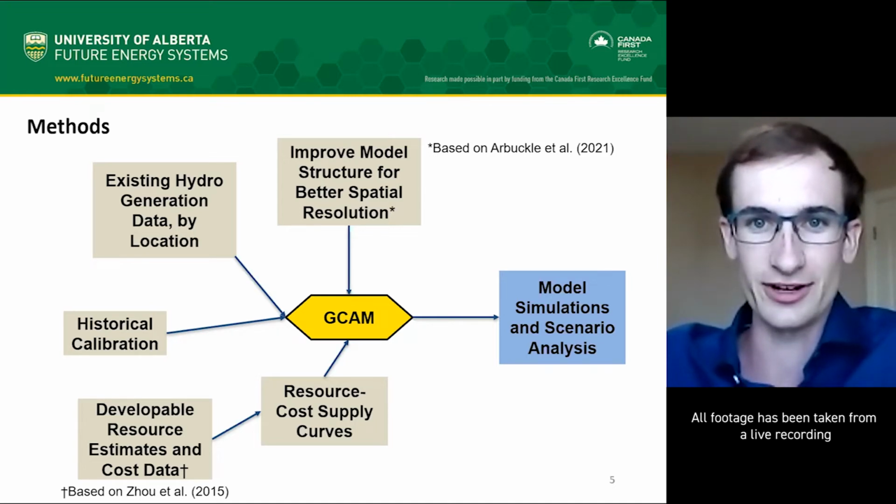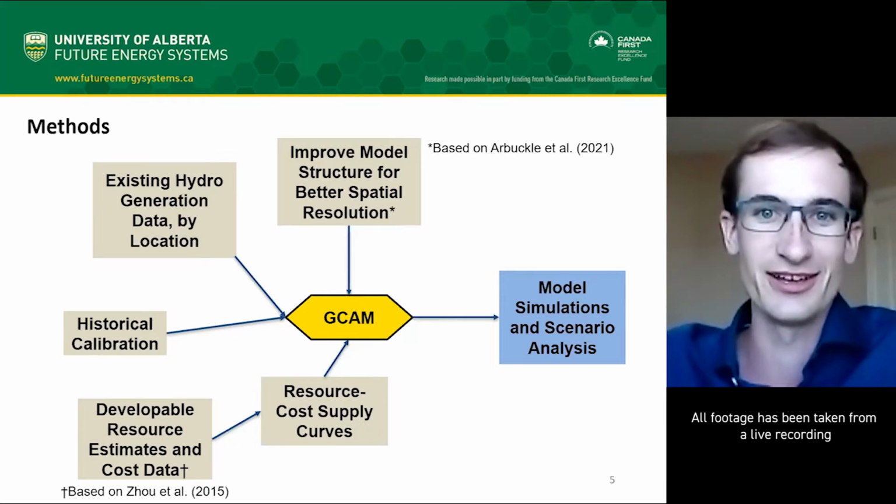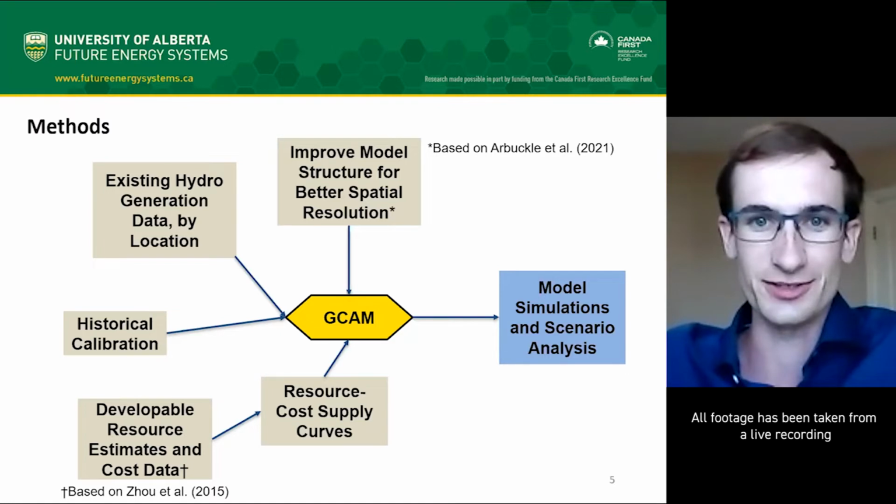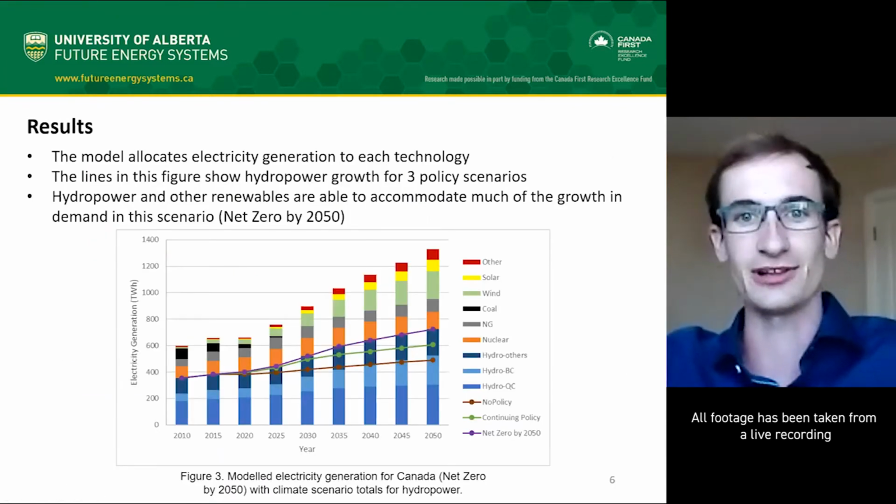We compiled data regarding existing hydropower generation in Canada, calibrated the model with historical data, and then developed resource cost supply curves to specify how much hydropower could be developed in each region and at what cost, so that hydropower development can compete in the model for a share of electricity generation against other technologies. So now we'll take a look at some model results.